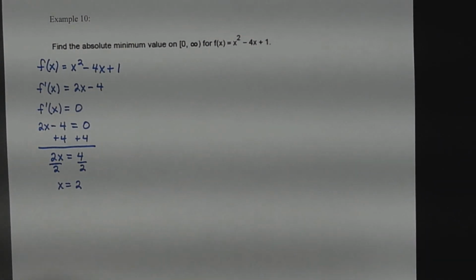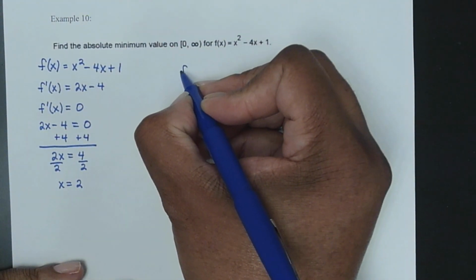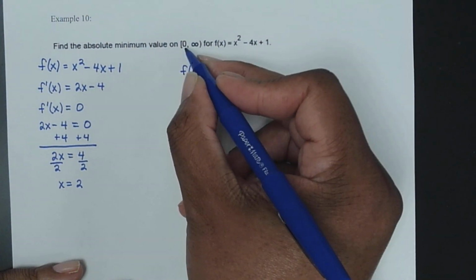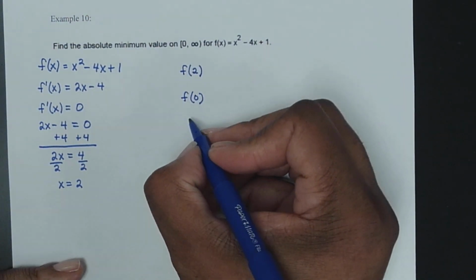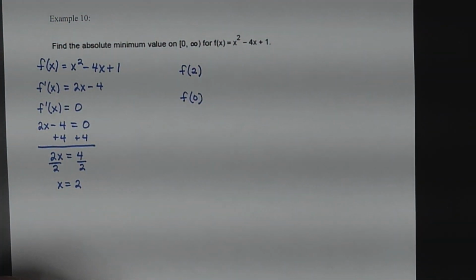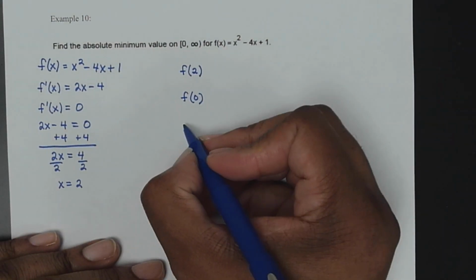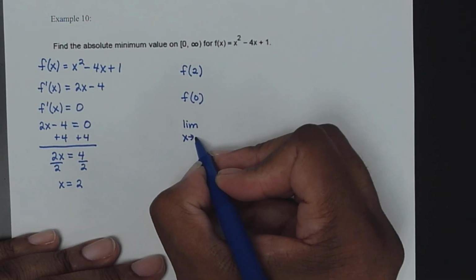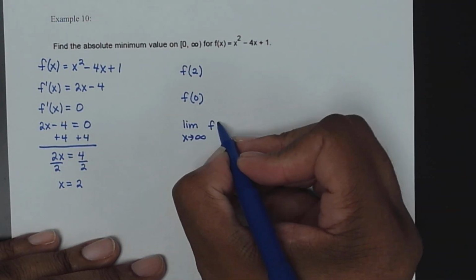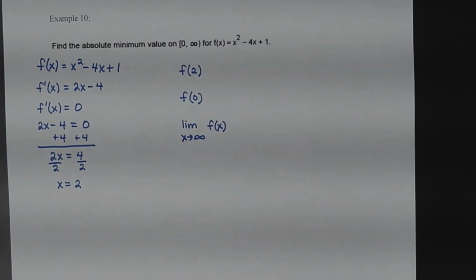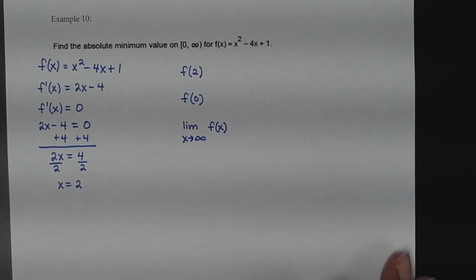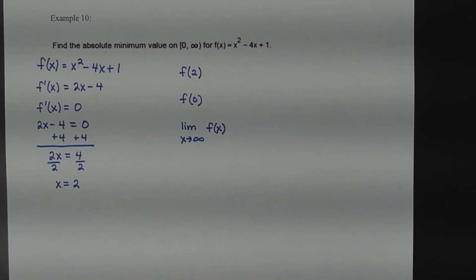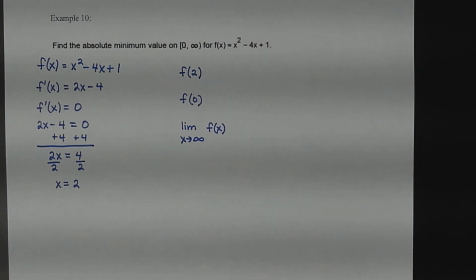Okay, so now my critical number is x equals 2, so we'll evaluate f of 2. My endpoint is 0, so that's f of 0. Now my other endpoint is infinity. So the way we're going to have to do that is use this. We have to take the limit as x approaches infinity of the function f of x. So anytime you got infinity, either positive or negative, you'll have to take the limit as x approaches infinity to see what's going on.